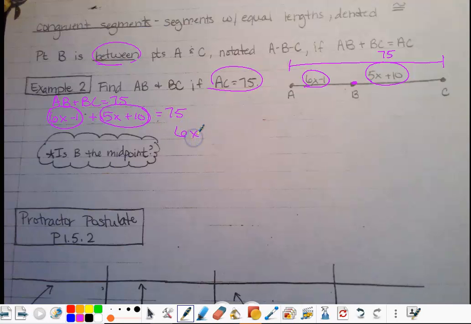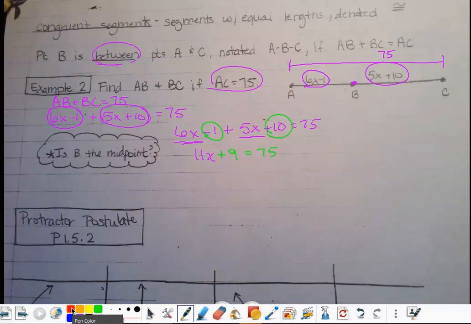We've got 6x minus 1 plus 5x plus 10 equals 75. And let's solve. We're going to combine our like terms. What's 6x plus 5x? 11 what? 11x. Okay, then we have negative 1 plus 10. What's that? 9, and it's a positive 9, so it's going to be plus 9 equals 75.